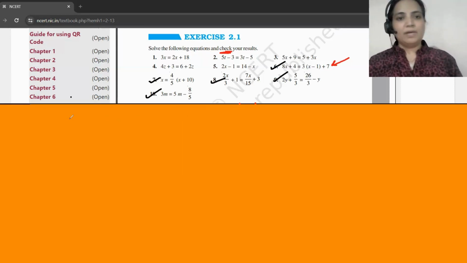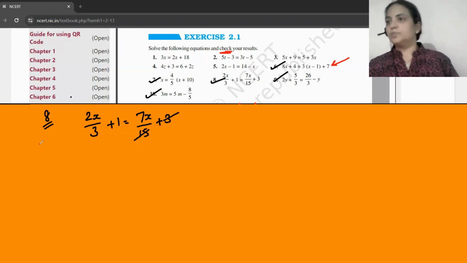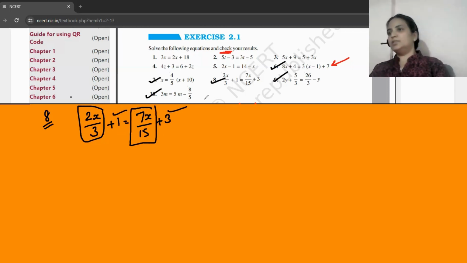Okay. This part, 8th part we are solving now. This is 2x by 3 plus 1 equals to 7x by 15 plus 3. Hold on everyone. Nobody will do any cutting please. This is a plus sign here. Okay. Now, can you people see here? There is one x with the fraction here, x with the fraction here, and these two are just the constant numbers. Can we transpose things here and there and solve it first?